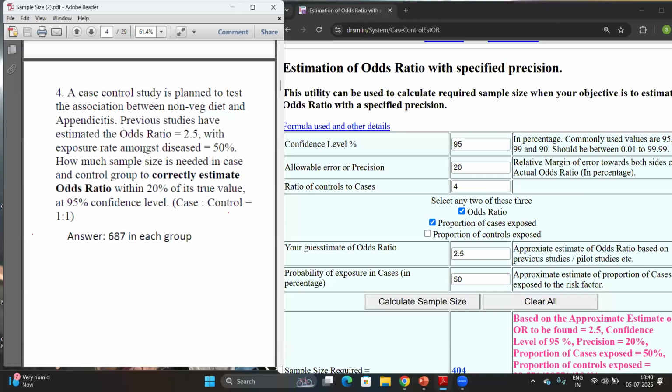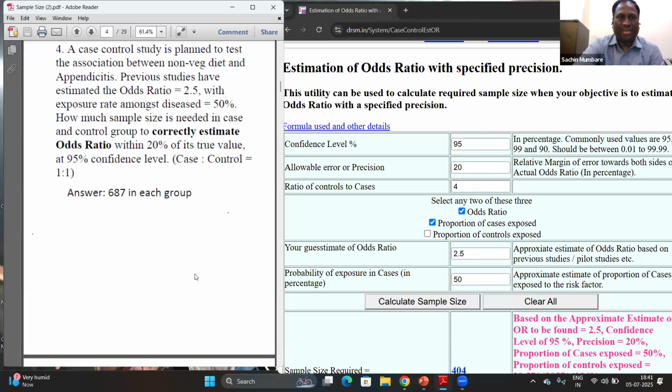So for a case control study, this is the way to estimate or determine the sample size. For that, you need to have the guesstimate of odds ratio and probability of exposure in cases, or you can have probability of exposure in controls, and you can determine the required sample size. Next example.